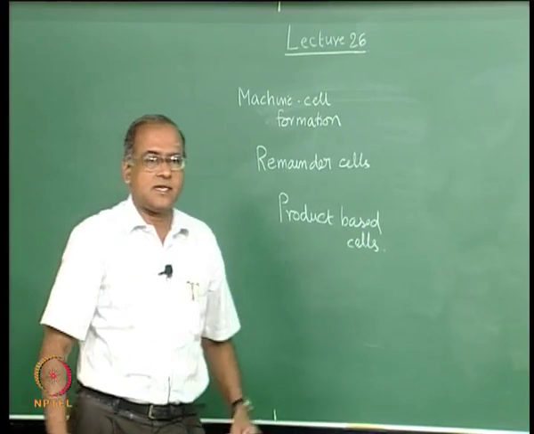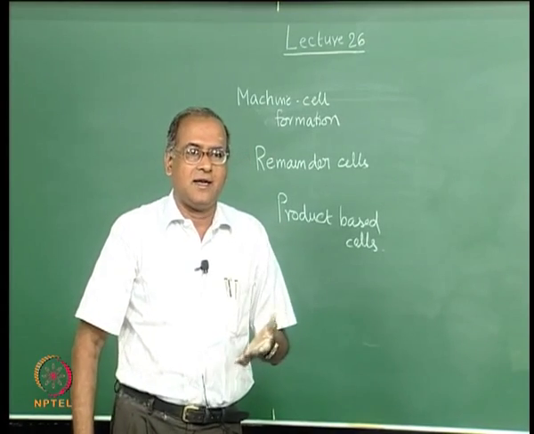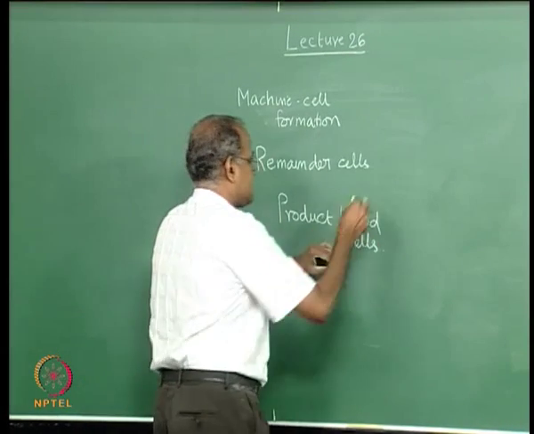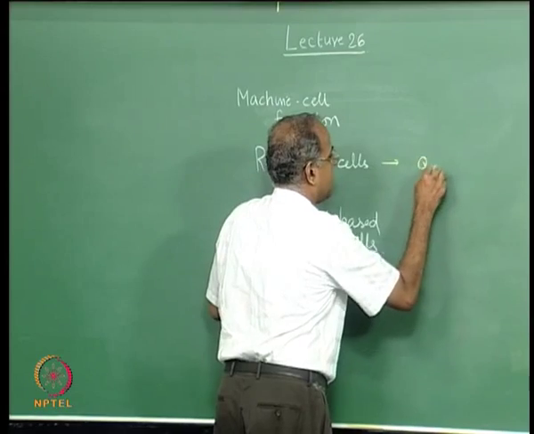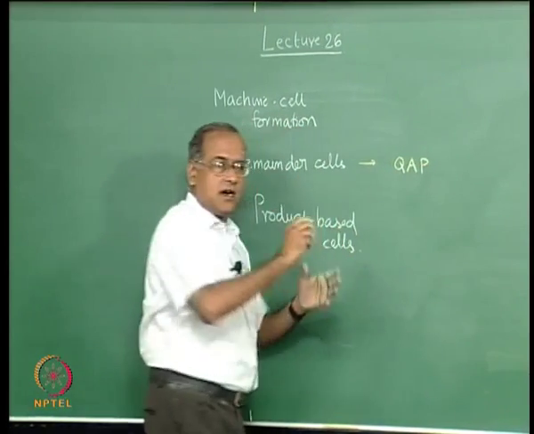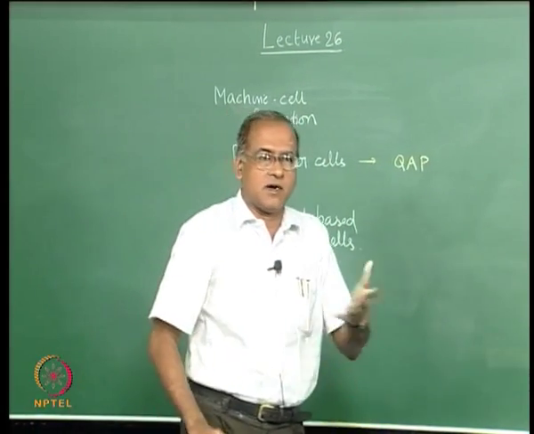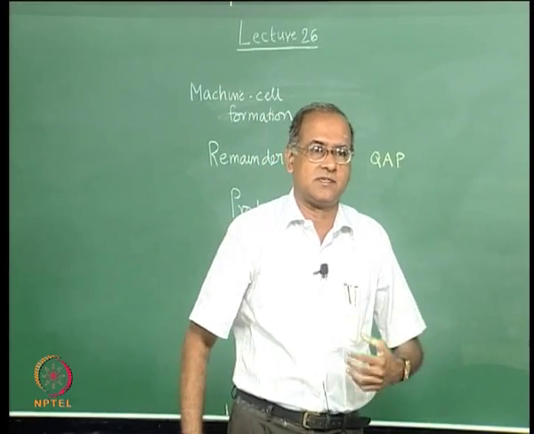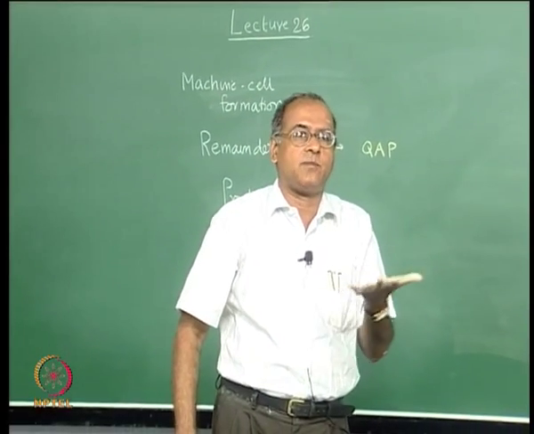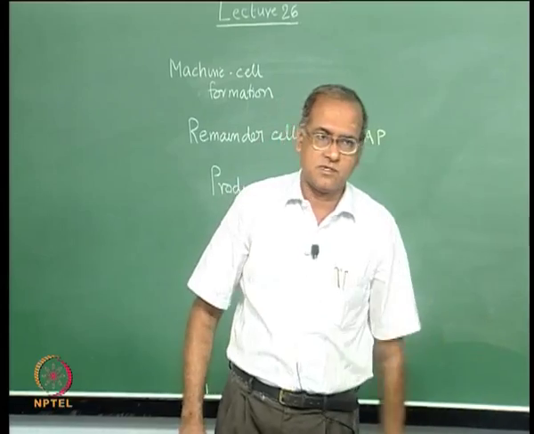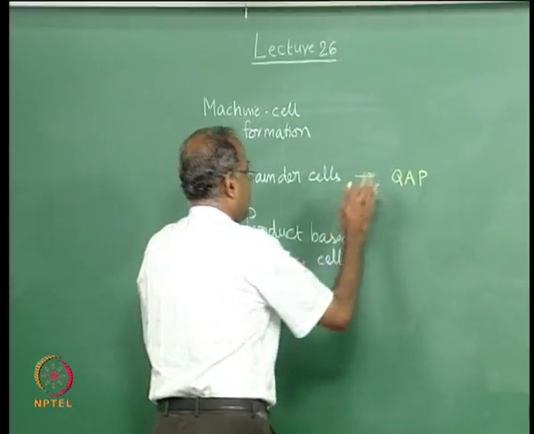So, the quadratic assignment problem that we saw can be applied very close to only the remainder cell, because there is a lot of material movement amongst the regular cells and the remainder cell. So, the question of where do I position the remainder cell comes. So, a quadratic assignment problem addresses this.